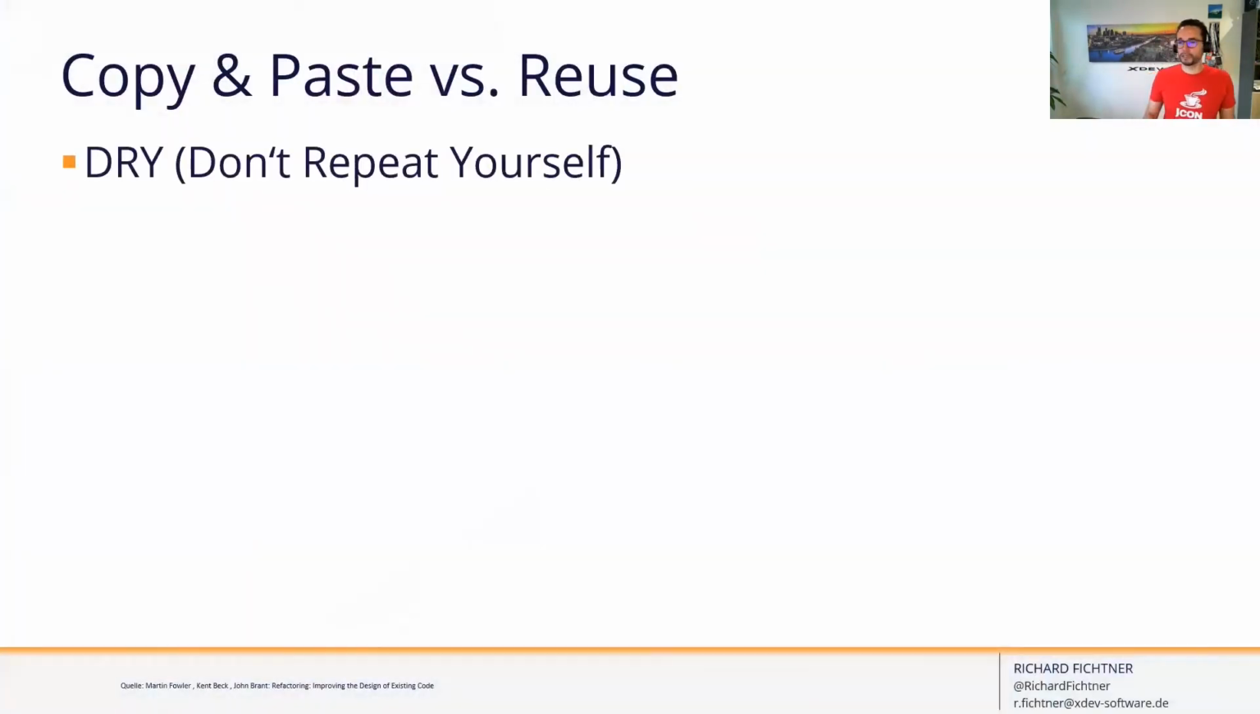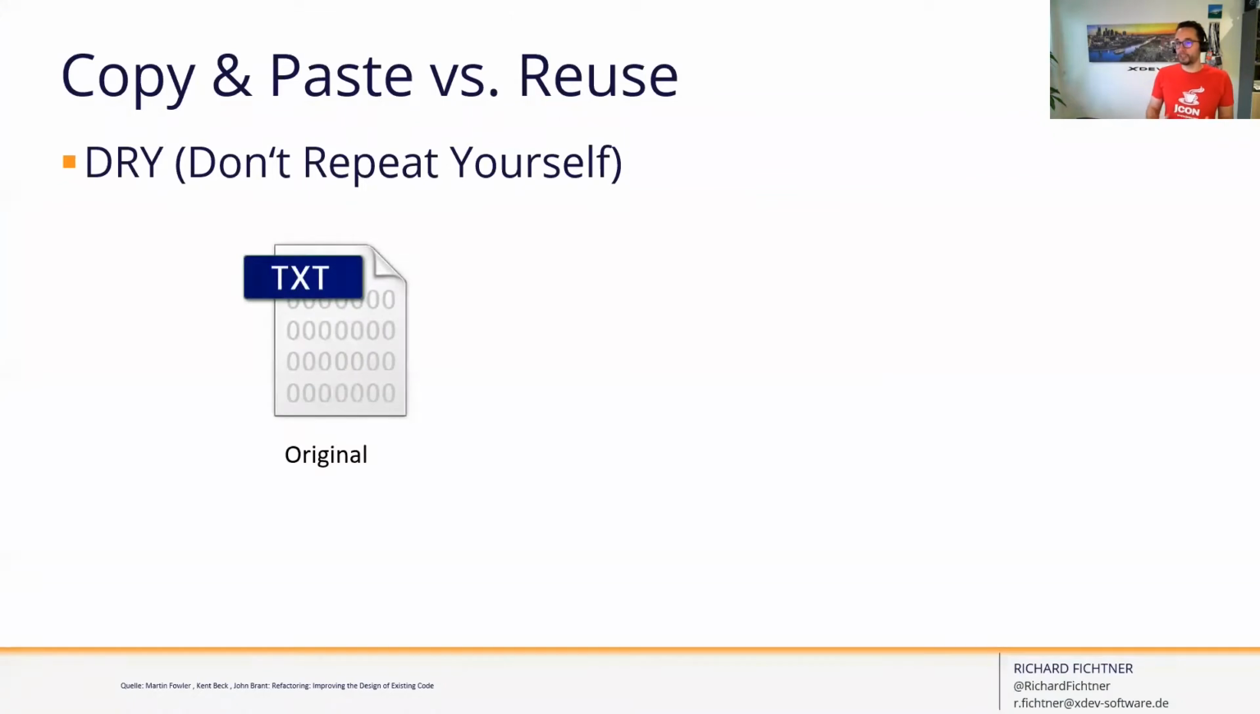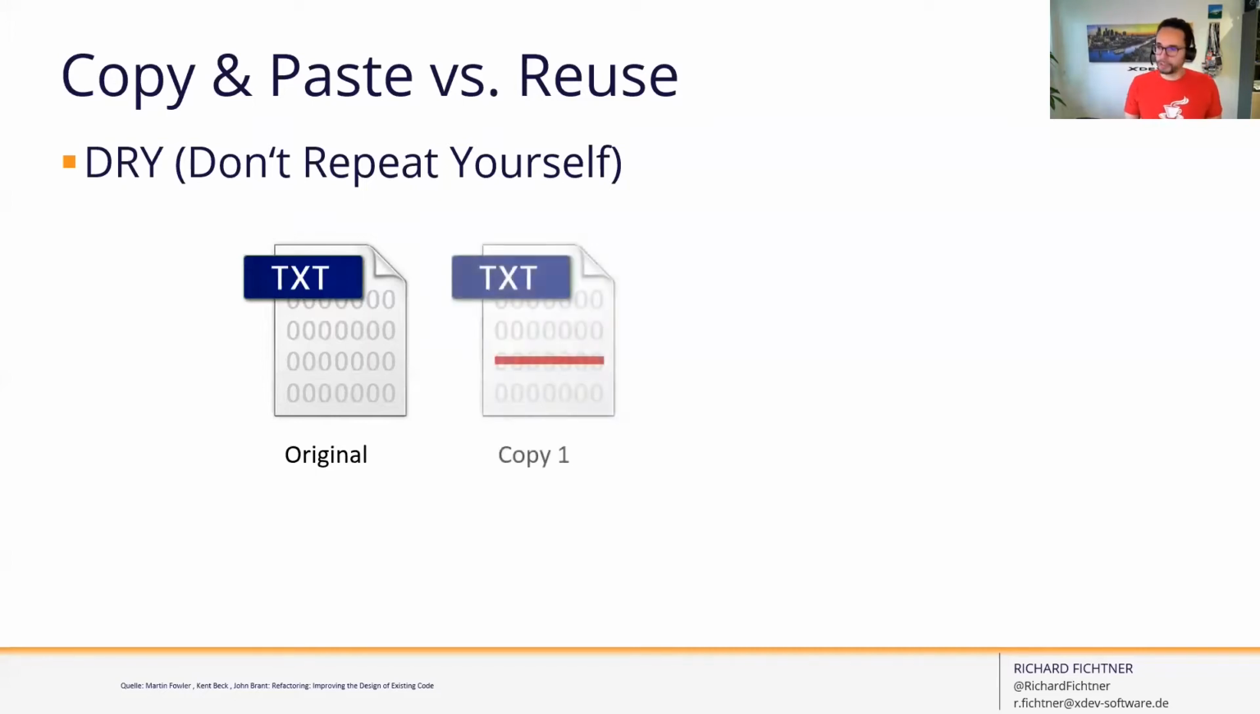So you can recycle in a few ways. You could copy and paste. You can reuse things. There's a rule that says don't repeat yourself. So you will copy a lot of things. You start off with an original source code file. That's a good thing. You copy it, but it needs some changes, so you have to go ahead and make some changes to it.